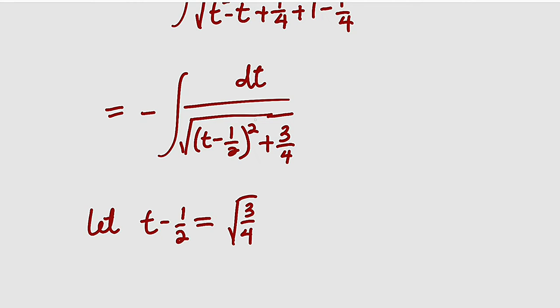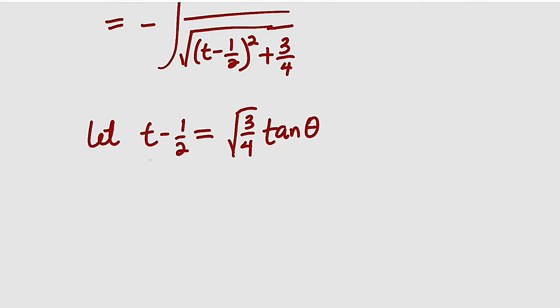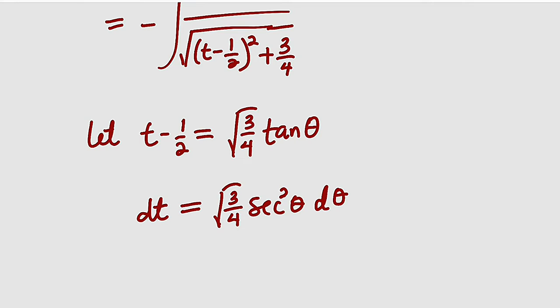Why do I want to take the square root? Because the power of 2 will eliminate the square root. Then multiply by tangent of what? Theta. Let us differentiate both sides. If you differentiate t, you have dt. You differentiate 1 divided by 2 negative, you have 0. So on the other side, this remains constant, which is the square root of 3 divided by 4, secant squared theta, because if you differentiate tan theta, you are going to obtain secant squared theta. Then we have d theta.